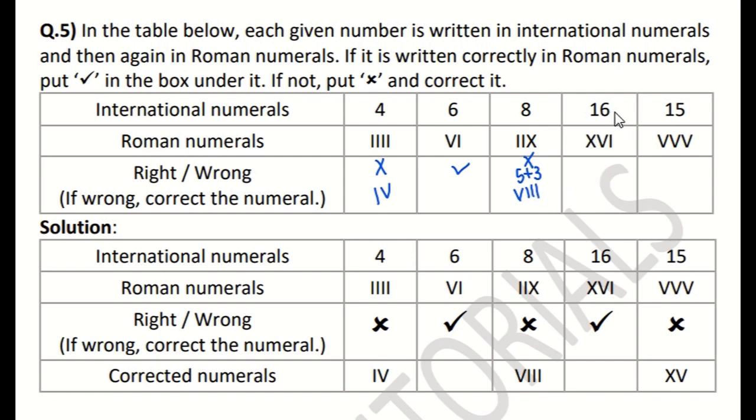Next, 16. What is 16? 10 plus 6. So 10 plus 6. Yeah, it is correct. 15 is written as VV. But we already know repetition of V is not allowed. So this is incorrect. Instead, what can we write? X and V. X is your 10, V is your 5. So X and V will give you 15.